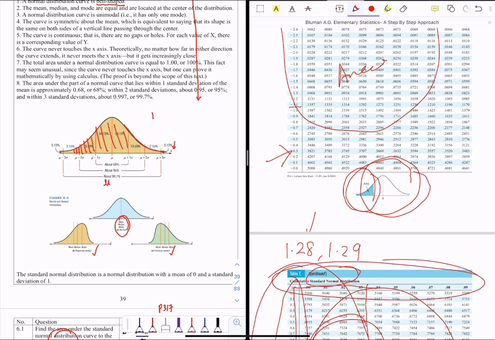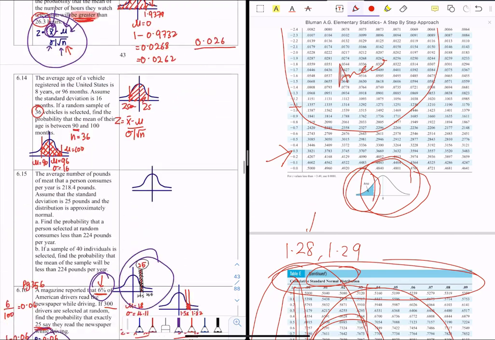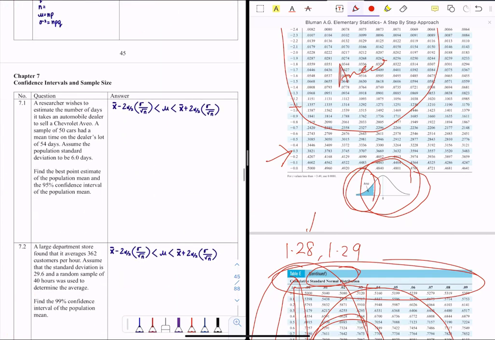Okay, that's all lah from this video. Next we will try to understand about chapter 7, confidence interval and sample size.